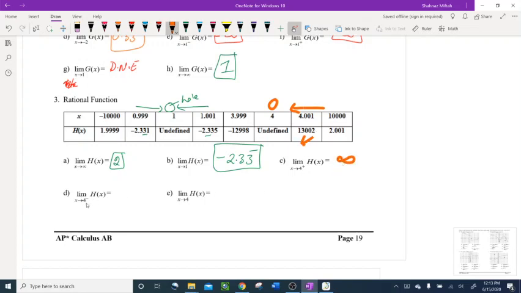X approaches 4 from the left. That's 4. I'm going from the left. I stop here, arbitrarily close to this. You see this number and that number, huge difference. So this is negative infinity. Okay. Limit x approaches 4, and this one is talking about left and right both, and we already got left and right, so it means does not exist.